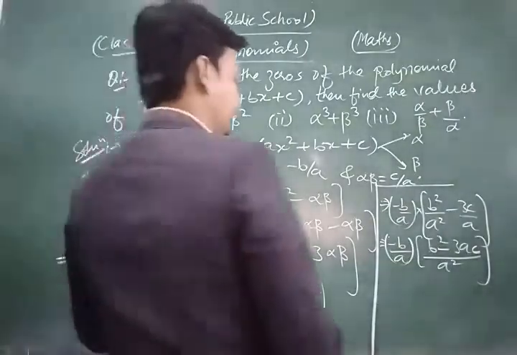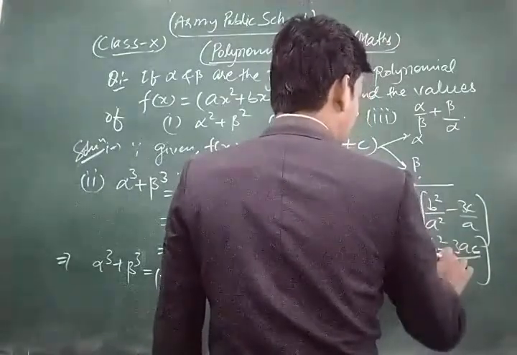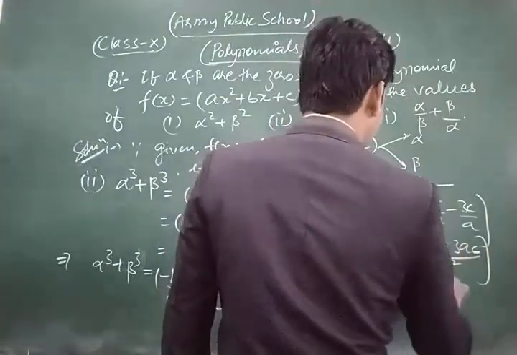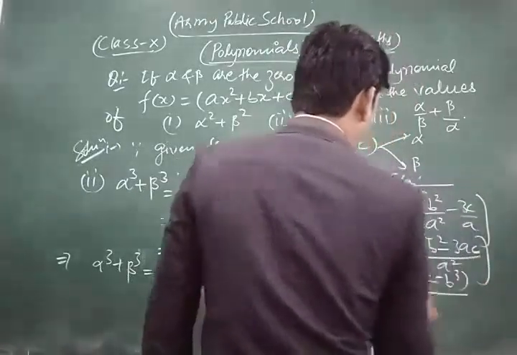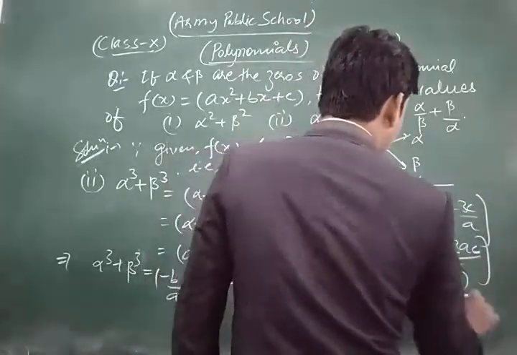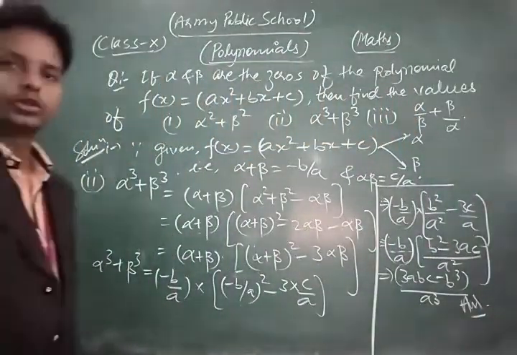We multiply minus b in the numerator and a in the denominator. So we get minus plus 3abc minus plus minus b cube upon a into a square, that is a cube. This is the required solution of the given question.